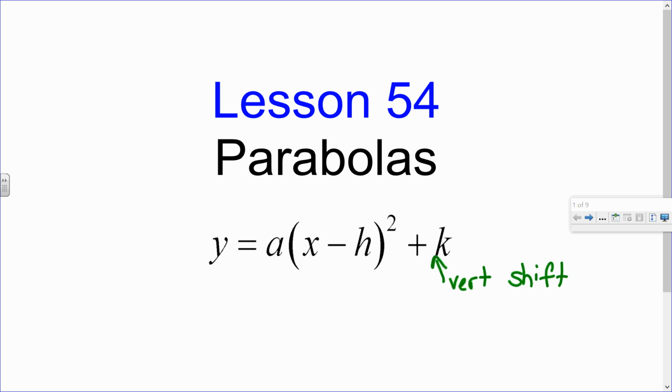Let's see, Morgan. H is going to tell us about the horizontal shift, like on any function. If we have on the inside x plus or minus something, if we have x minus, it shifts right. If we have x plus, it shifts left.